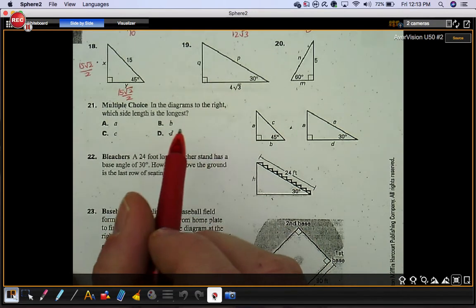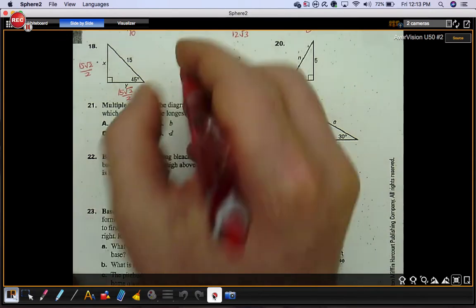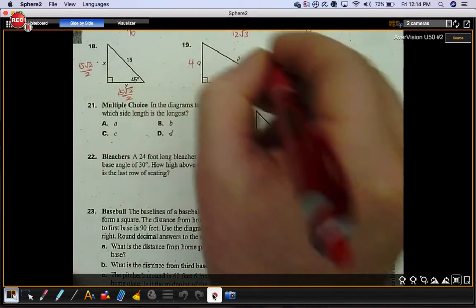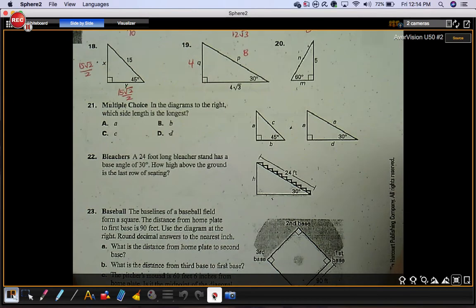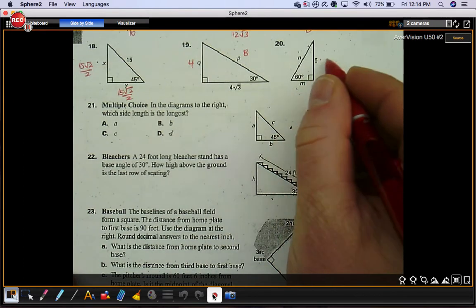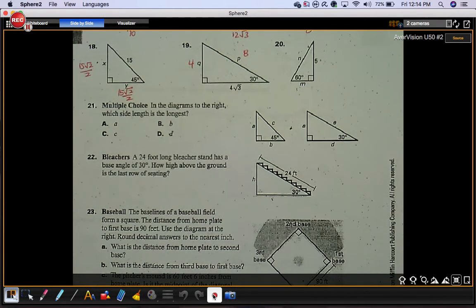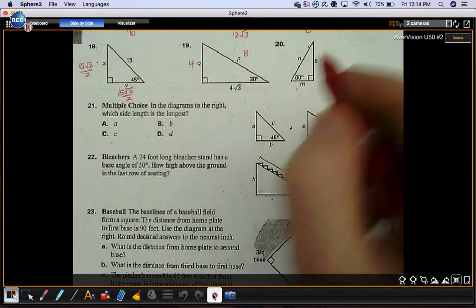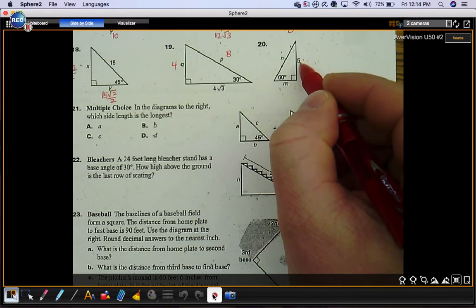30, 60, 90 triangle. Long leg. Short leg. Hypotenuse. This is your long leg. This is your short leg. Again, this is going to involve a little bit of work if you haven't done this before. You need to rationalize the denominator. You need to divide this by the square root of 3.